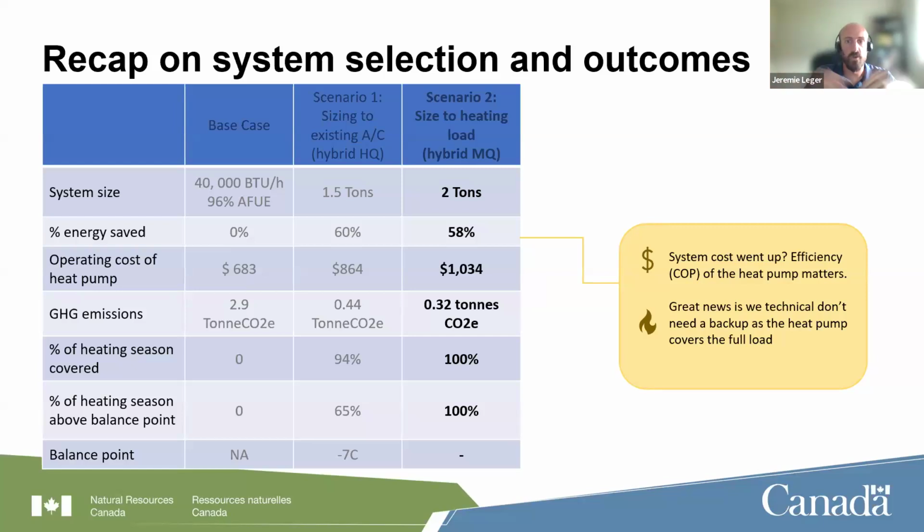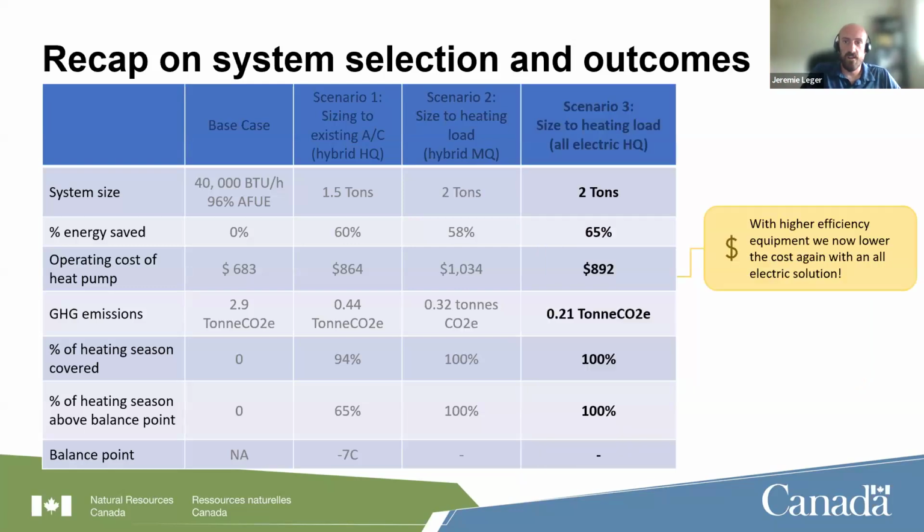We increased the operating costs where the heat pump's operating at even colder temperatures, covering a bigger portion of the load at cold temperatures, where the COP tends to be lower. But we do reduce our CO2 emissions by a bit more. And obviously in this case, the heat pump can meet the full load. So whether we control it by balance point or other methods, we're covering 100% of the load. So the heat pump should be turning on 100% of the time.